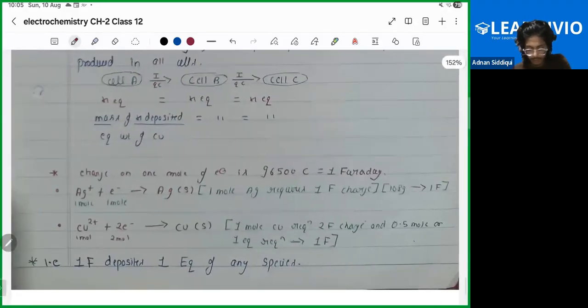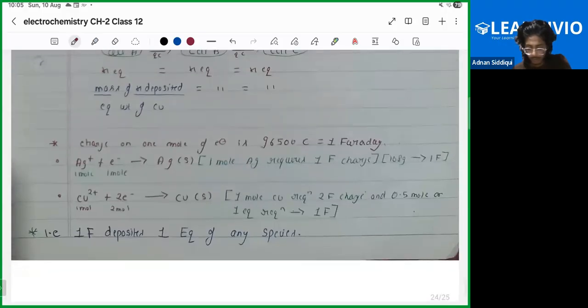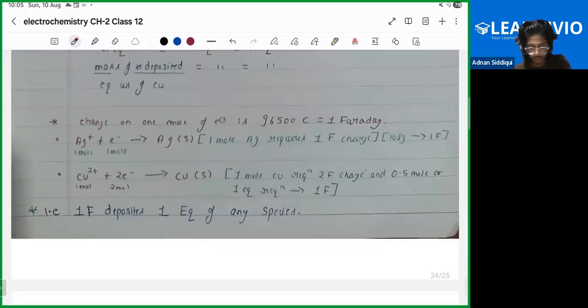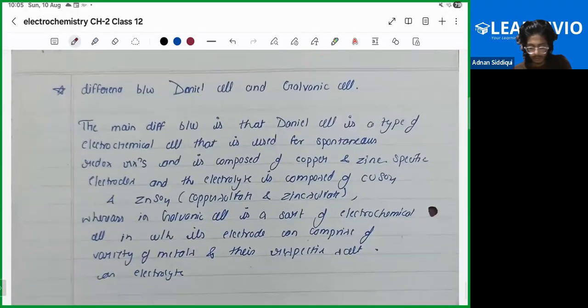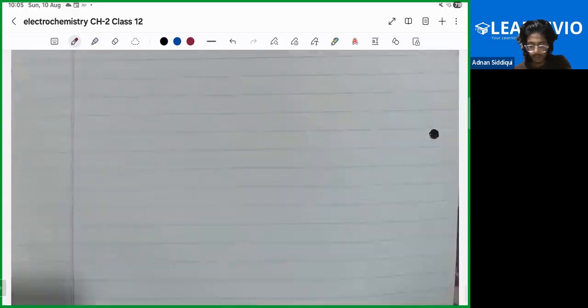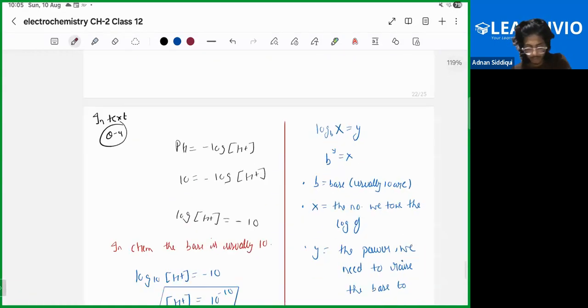Charge on 1 mole of electrons is this. 1 mole of Ag requires 1 Faraday charge. 1 mole of Cu requires 2 Faraday charge. 1 Faraday deposits 1 equivalent of any species. This is just the definition you can see from here. And that's it for the chapter.